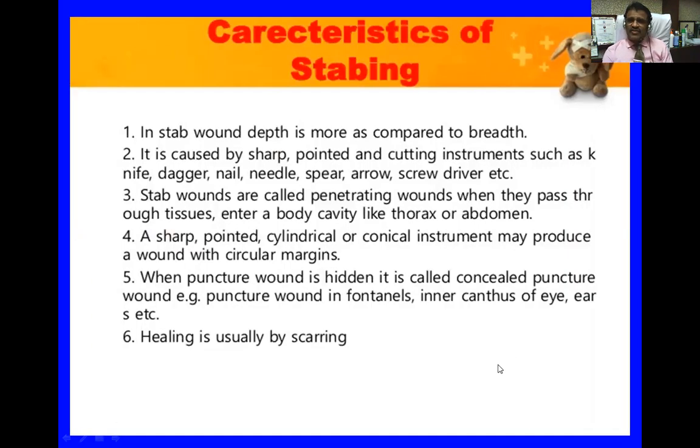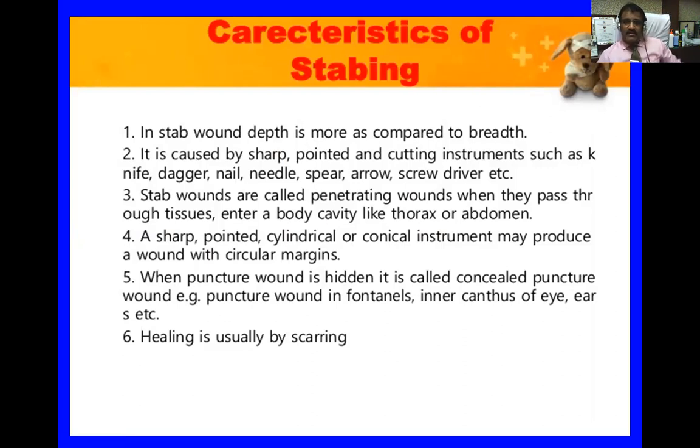What are the characteristics of stabbing? In stab wound, the depth is more as compared to breadth. So it's the opposite of incised wound. It is caused by sharp, pointed and cutting instruments such as knife, dagger, nail, needle, spear, arrow, screwdriver. I told you about tocha also. Scissors also can be used to puncture or poke in. Rampuri chaku is very famous for such kind of stab wounds.